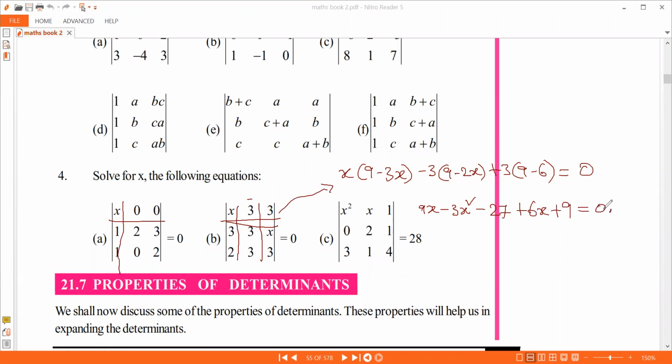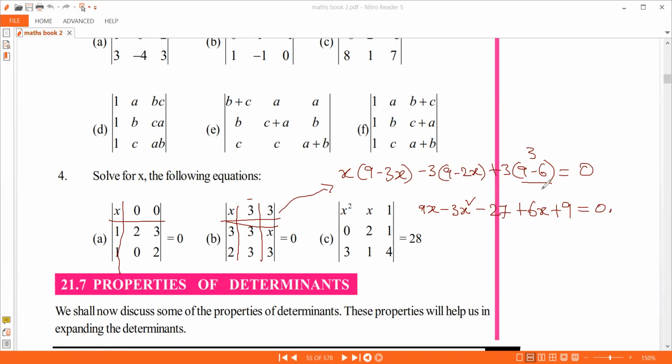So equated to 0. 3 into 9. No, man. 9 minus 6 is 3 directly. Oh, okay, like that. Okay. Got it? Sorry, guys. Need not worry. It happens.